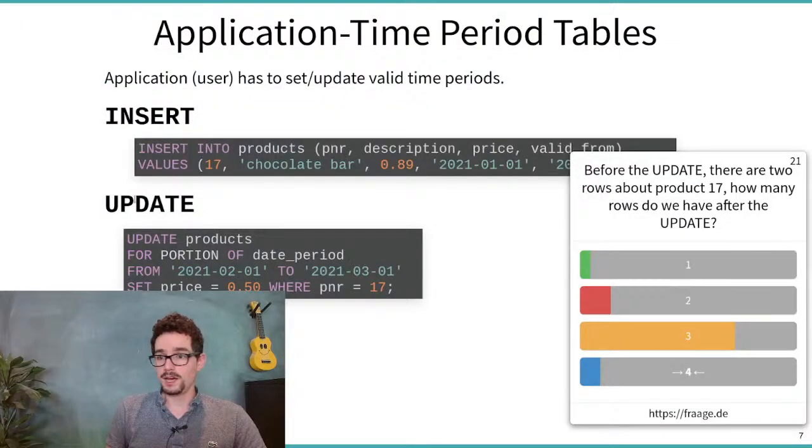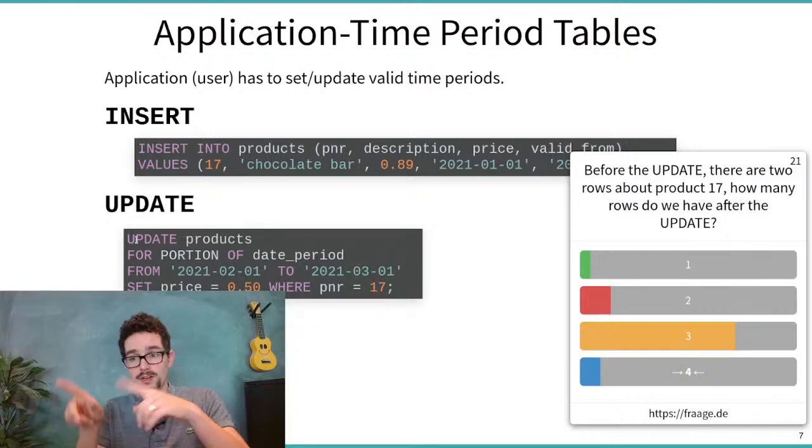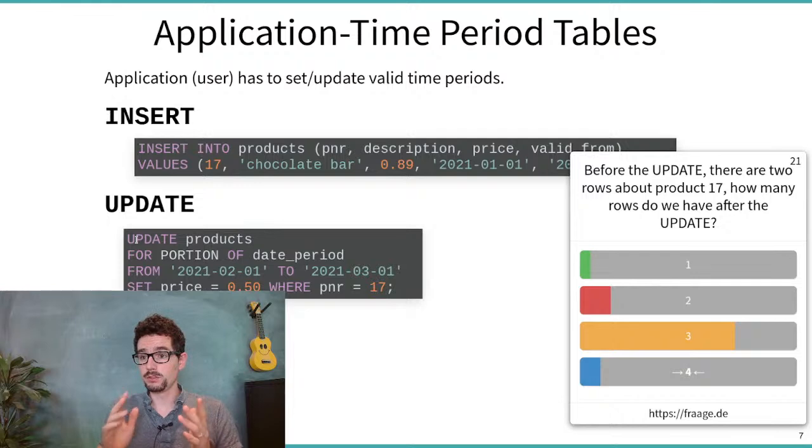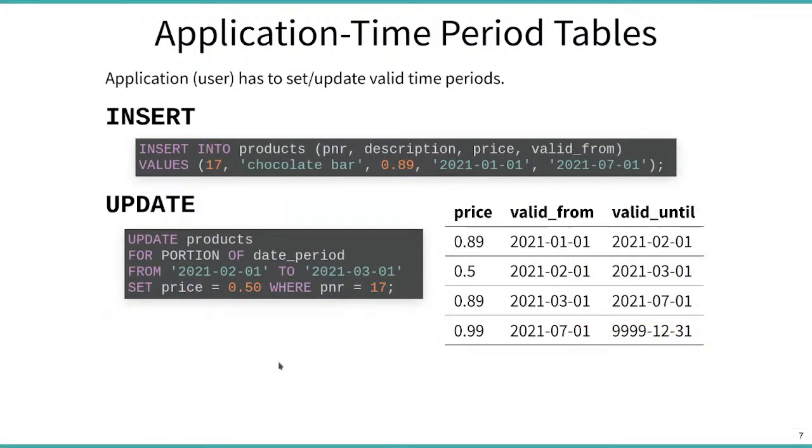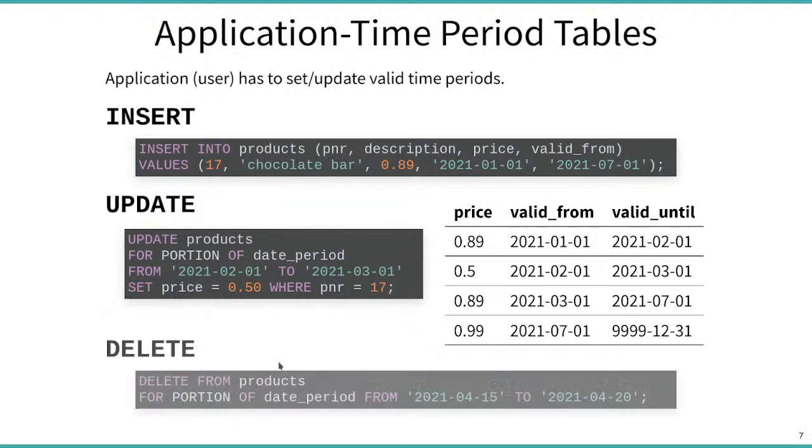So this update for portion of is a nice query so that you do not need to care about setting these valid from and valid until manually. You simply say, hey, the price was or will be 50 cents for this time interval. Therefore, we use this update. Here you have the solution.